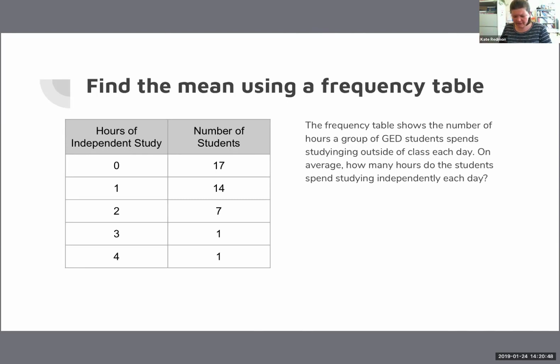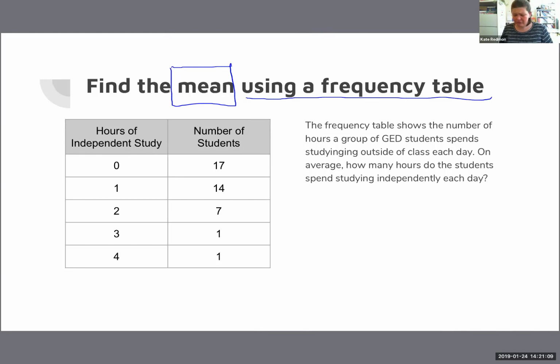This says find the mean using a frequency table, and we have a little bit of information here. It says the frequency table shows the number of hours a group of GED students spend studying outside of class each day. On average, how many hours do the students spend studying independently each day?